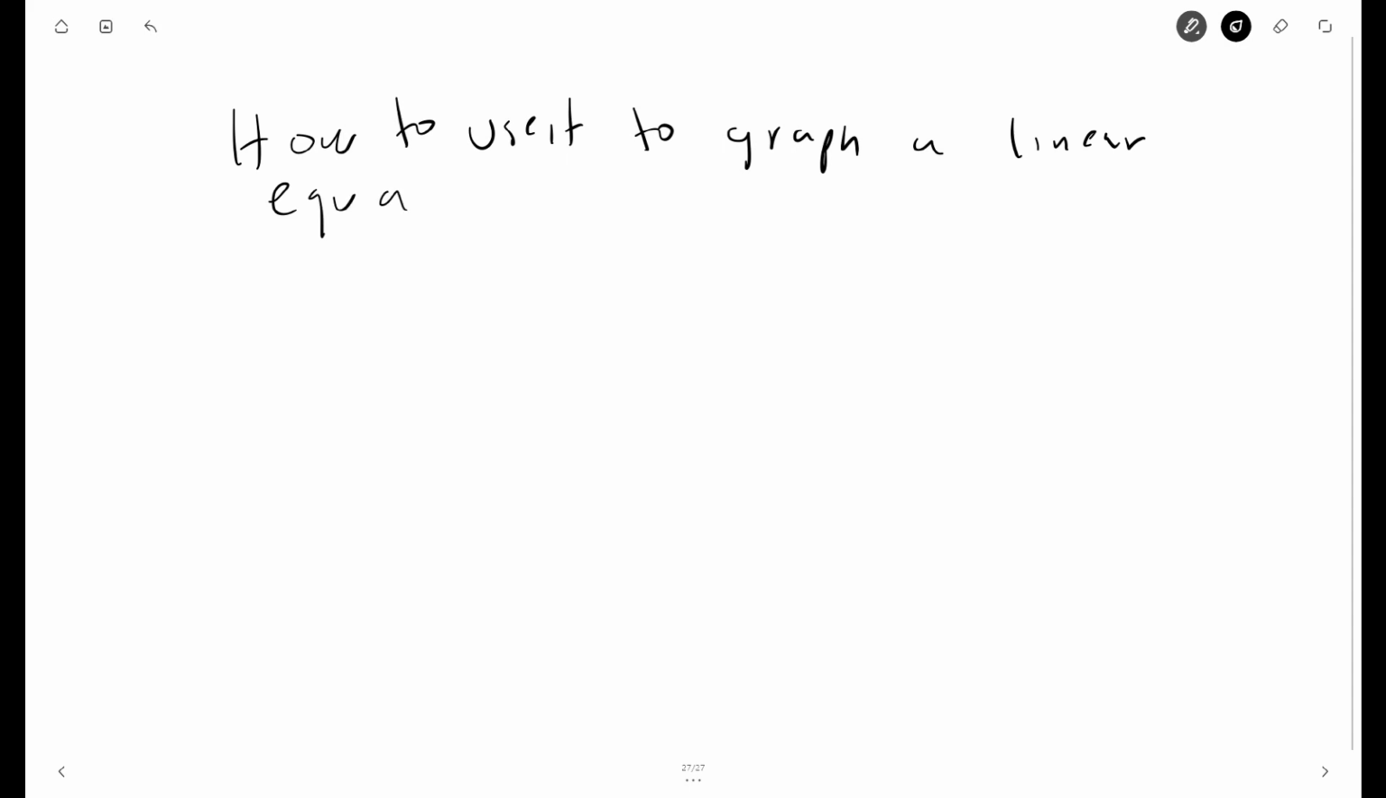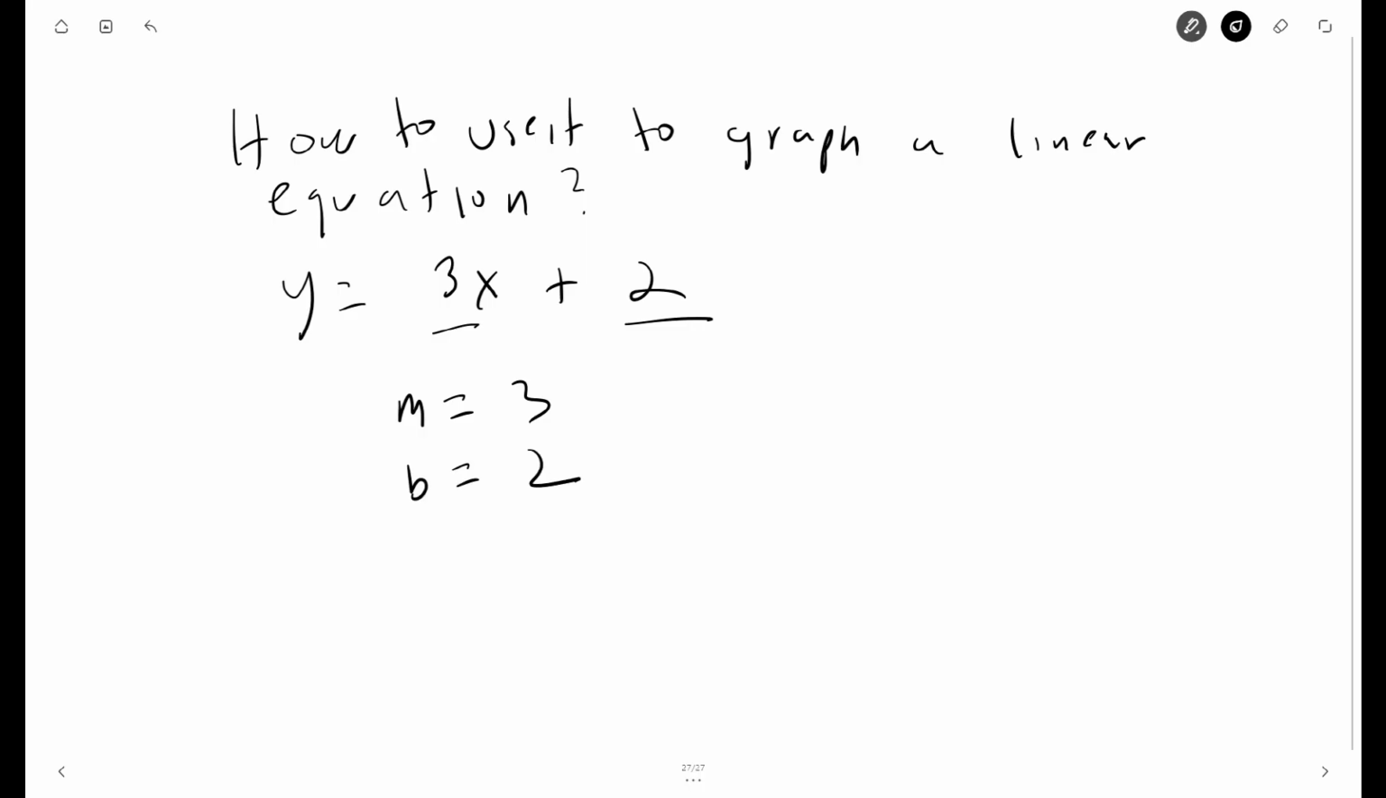So how do we use it? How to use it to graph a linear equation. So let's say you're given the equation y equals 3x plus 2. In this case, m is equal to 3 and b is equal to 2. And of course the x and the y are the variables.